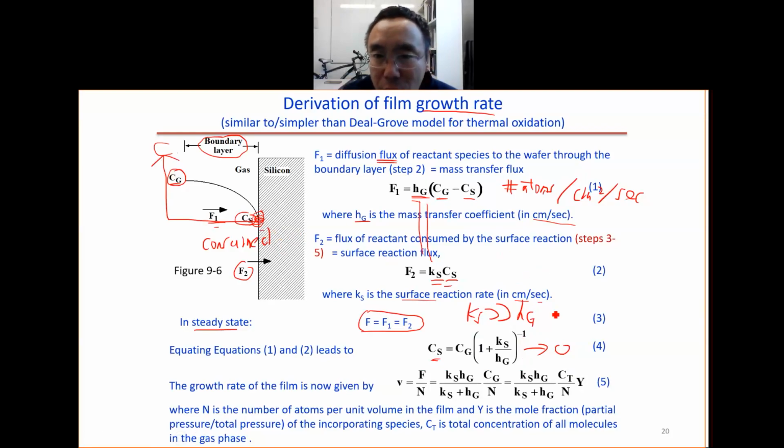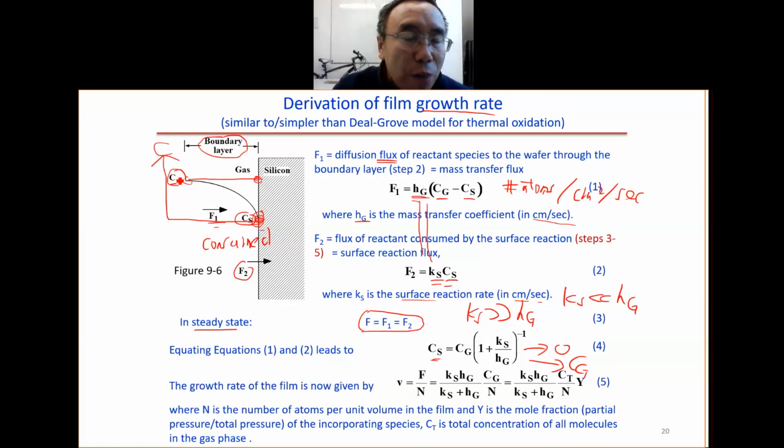On the other hand, for the opposite case, if Ks is much less than Hg, then this approaches Cg. That means Ks can be ignored, so it approaches Cg. So if the chemical reaction is very slow, then the gas concentration on the surface is nearly the same as the gas concentration far away in the bulk. So Cs becomes the same level as Cg.